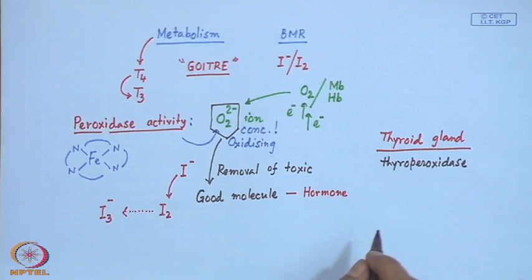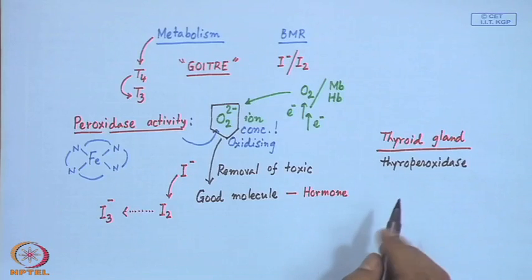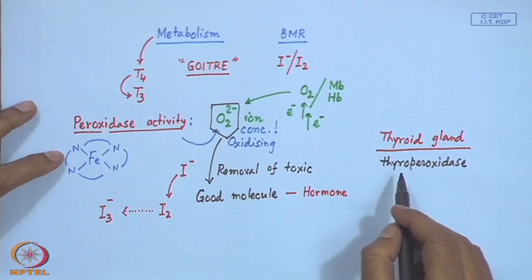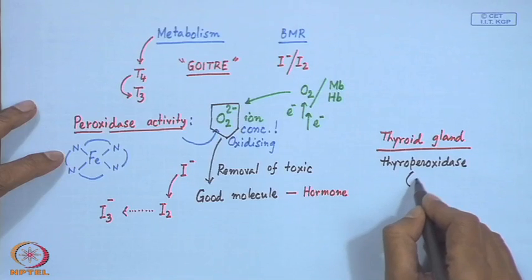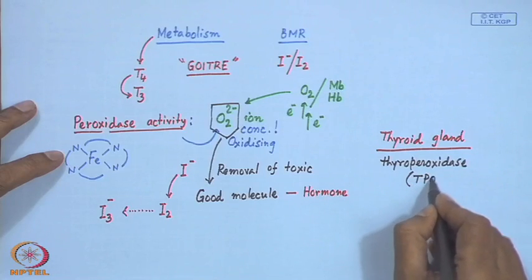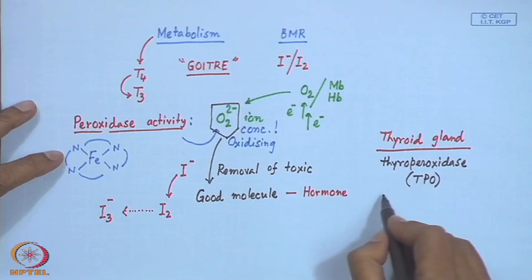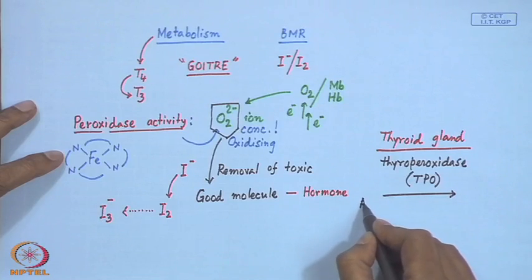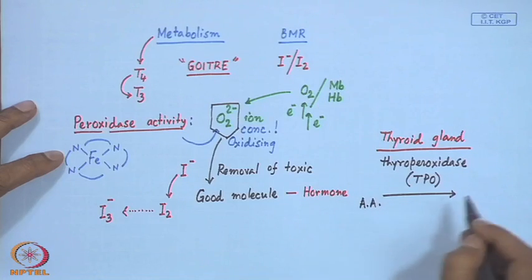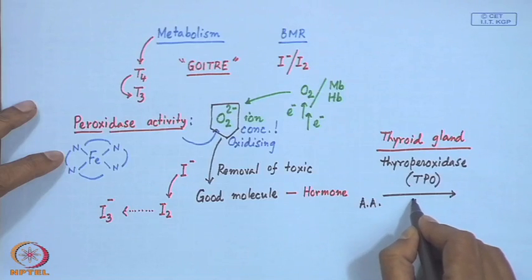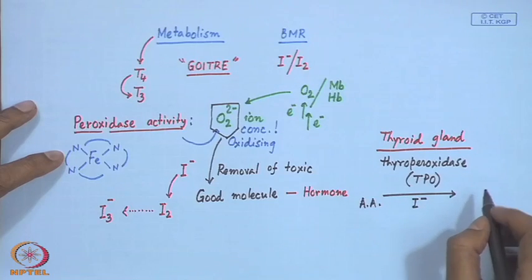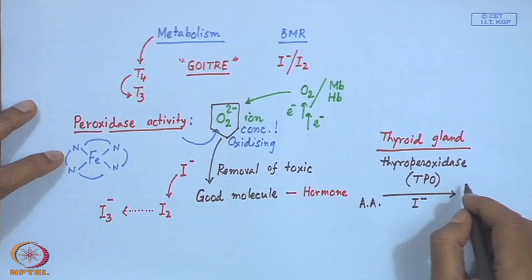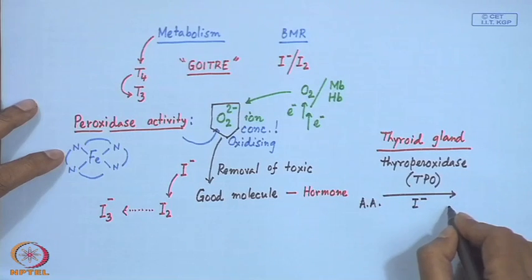Thyroperoxidase. So, thyroperoxidase is there, which is TPO. Any such conversion, if we have the amino acid on the left and we have iodine as iodide ion, we can go for the corresponding iodination reaction.